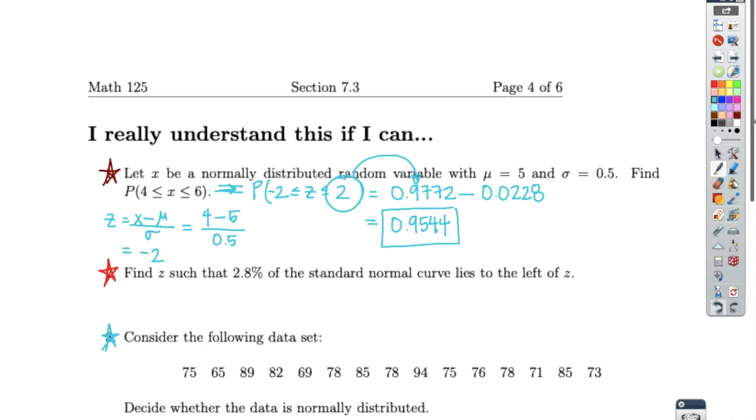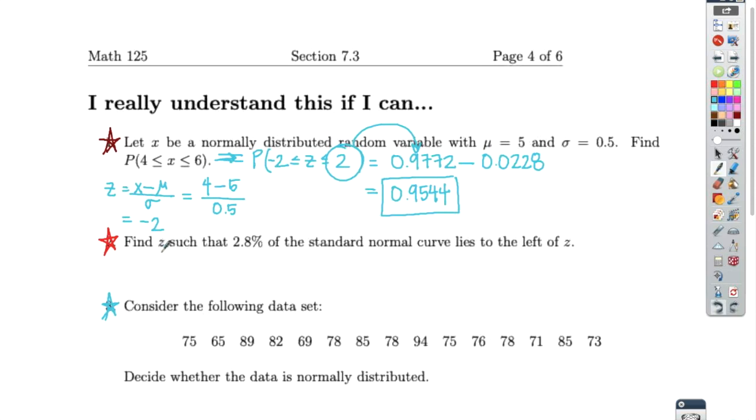Now the second problem says find z such that 2.8% of the standard normal curve lies to the left of z. Okay, so here's what this problem is asking. I'm going to draw my normal curve, something like this, and underneath this curve all of this area is 100% of the area. But this problem isn't asking about 100% of the area, it's asking about 2.8% of the area. So I just want a little sliver of this curve.